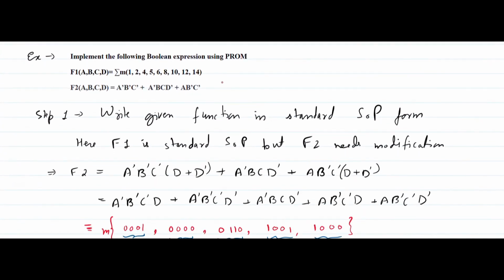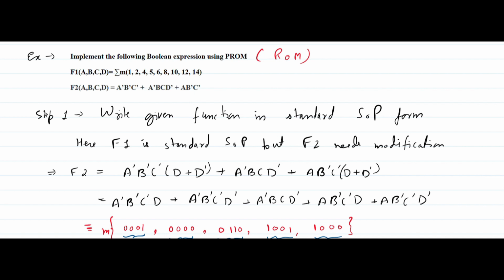The example is: implement the following boolean expression using PROM. In exam they may ask ROM also. The functions are F1(A,B,C,D) equals summation m(1,2,4), these min terms are given, and F2(A,B,C,D) is given like this. Now these are not standard min terms. A standard min term must have all the input variables, and here the input variables are A, B, C, D, but here D is not there, and in this also D is not there.